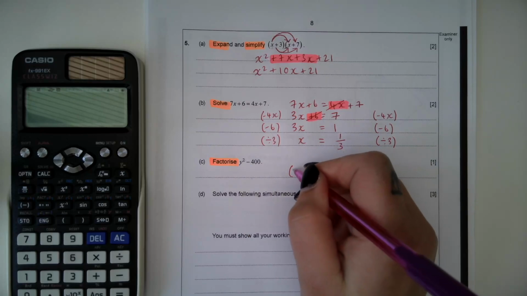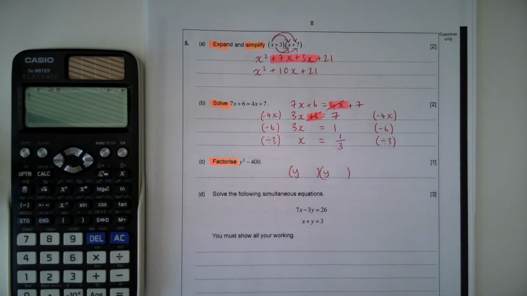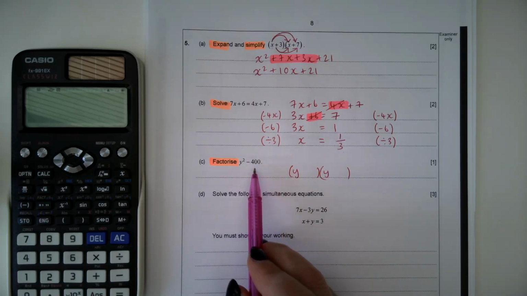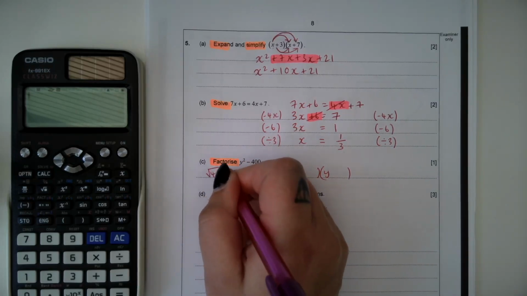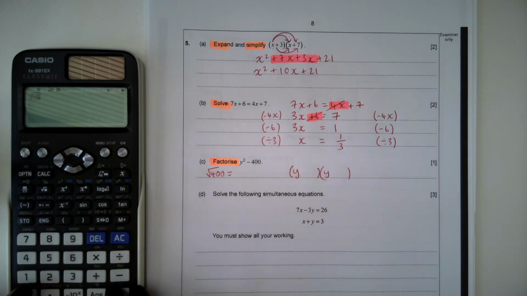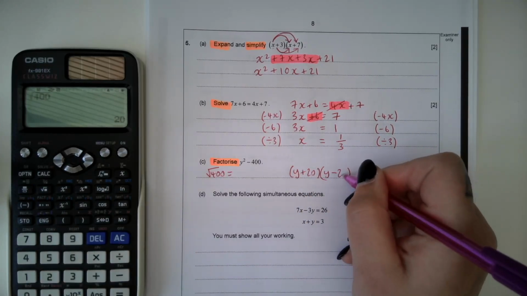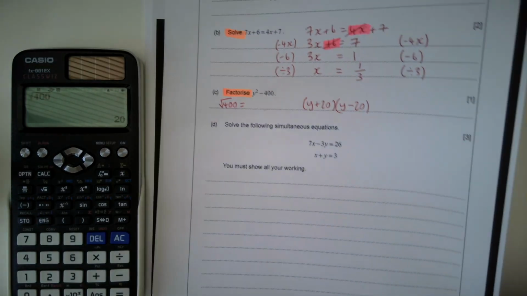Now each of these brackets needs to have a y in it, because that's the only way I'm going to make y squared when it gets expanded, okay? This is an example of the difference of 2 squares, so the number that goes inside the bracket is the square root of 400. So the square root of 400 is 20, so I need plus 20 here and negative 20 there.